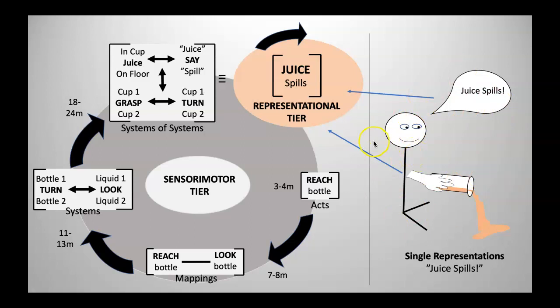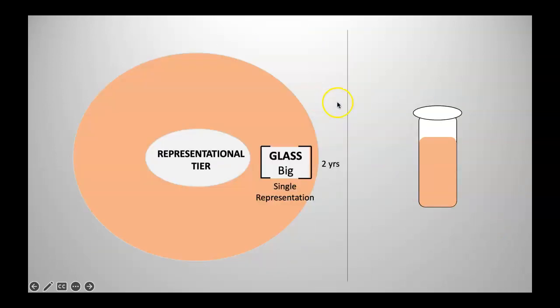And now here's the first step of the representational tier. The juice spills. So we're now in the representational tier. Juice spills, 18 months of age, 2 years of age. The glass, oh, that's a big glass. There's a lot of water in there. That's a tall glass. Okay? Same thing. One single idea, which corresponds to a single declarative sentence. There's a lot of water. That's a big glass. There's water. The water pours. All one idea.